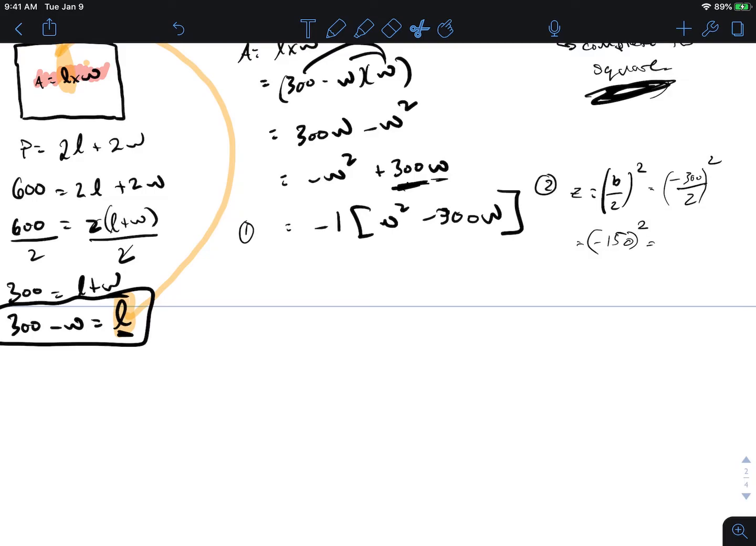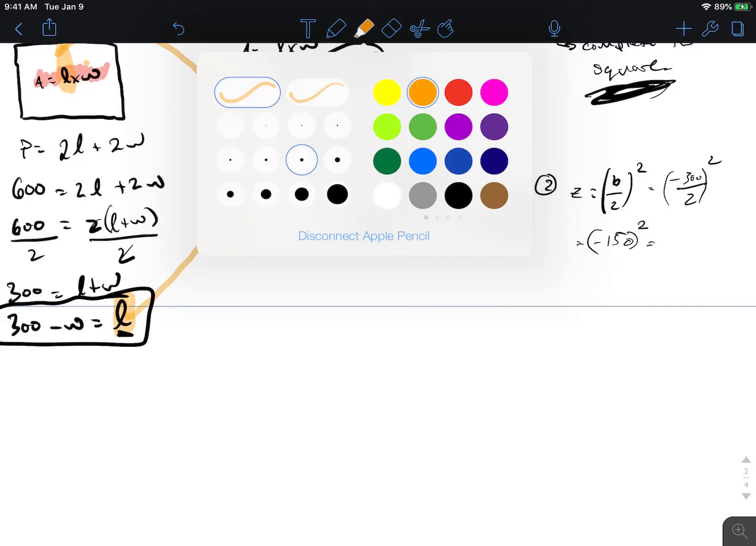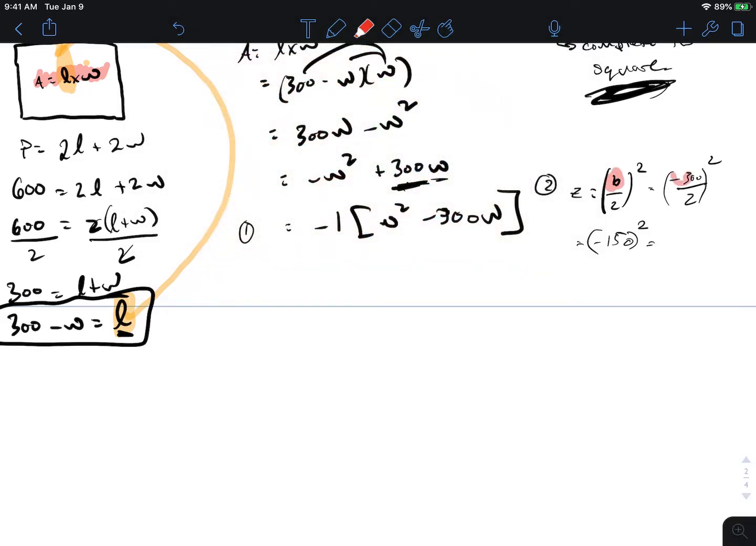Okay. And then you can see the B value came from here. The B is the negative 300, which comes from right here. And then once I divide it by 2, it's negative 150. And then I just have to square 150. So 150 times 150 is 22,500. So that's my Z value. And then if you've done enough completing the square questions, you should identify the fact that this is kind of like the magic number there.